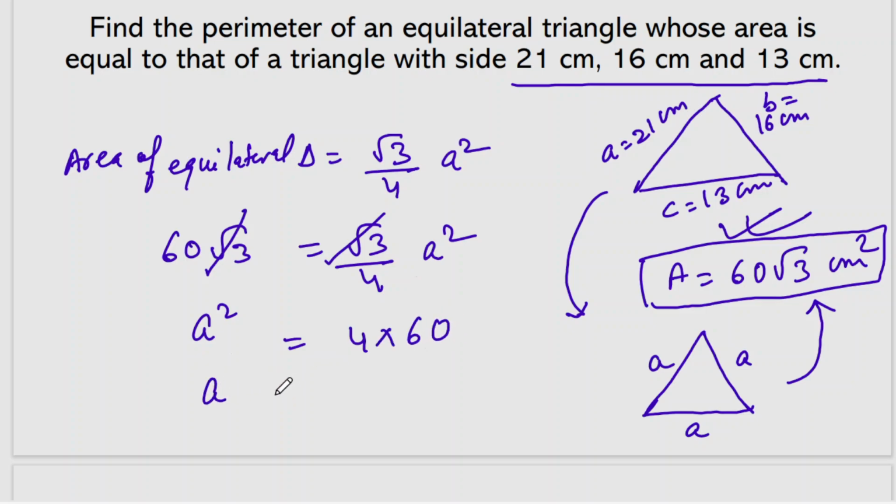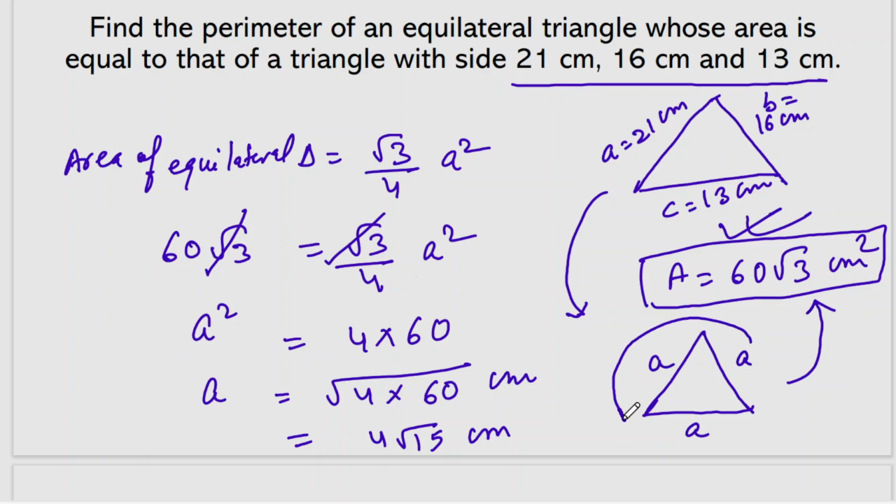So A can be written as under root 4 into 60, and the value will be in centimeter. So the answer that we can write is 4 root 15 centimeter. So now we have got the side of this equilateral triangle, that is A, as 4 root 15 centimeter.